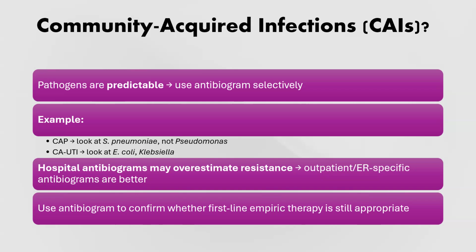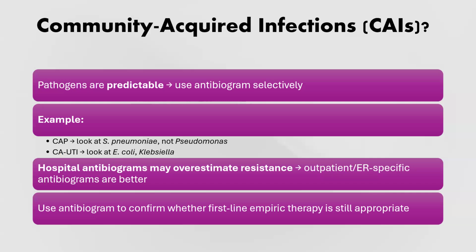A hospital antibiogram may overestimate resistance, so it's recommended, if possible, to make a separate antibiogram for community-acquired infection, like an outpatient or ER-specific antibiogram. It will be much better. But if it is not available, or if it is too tedious to collect an antibiogram specific for the outpatient, you can rely on the hospital antibiogram, but take care not to look at the most common microorganism.